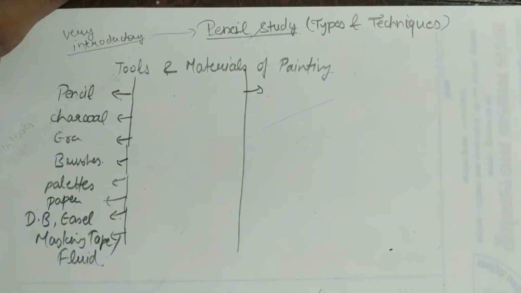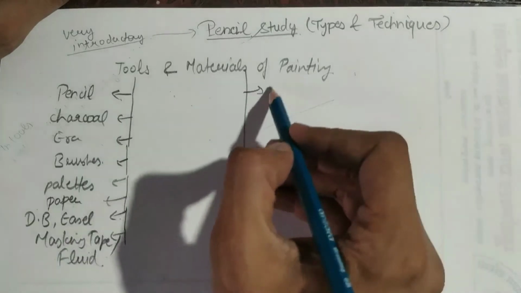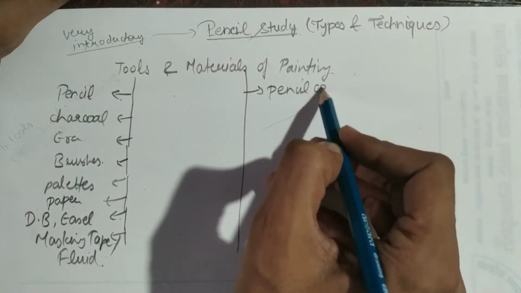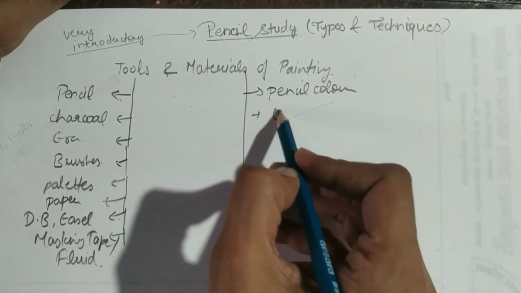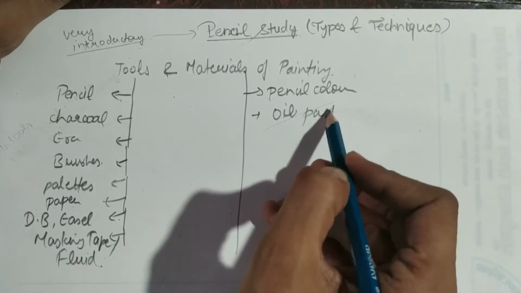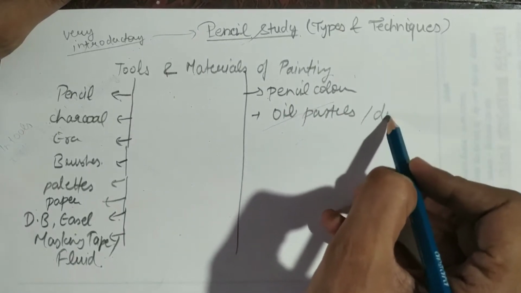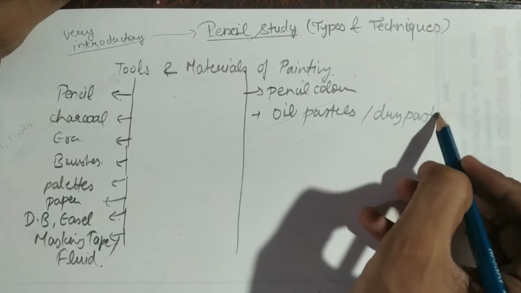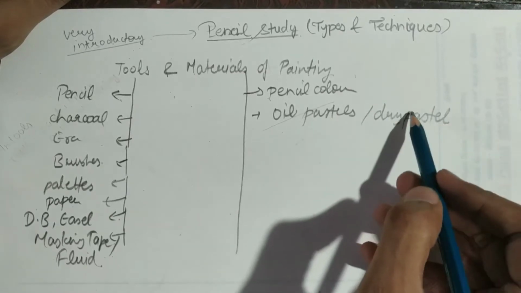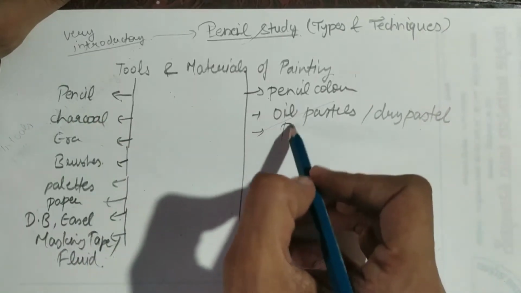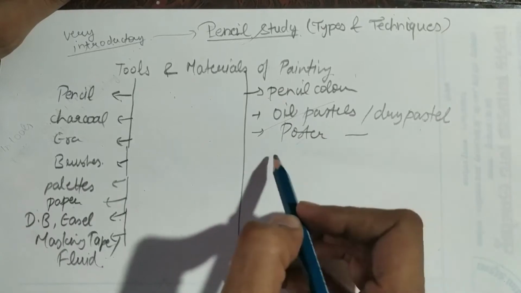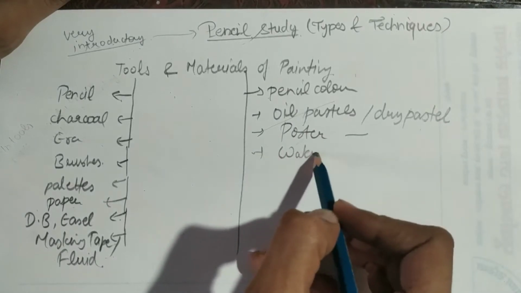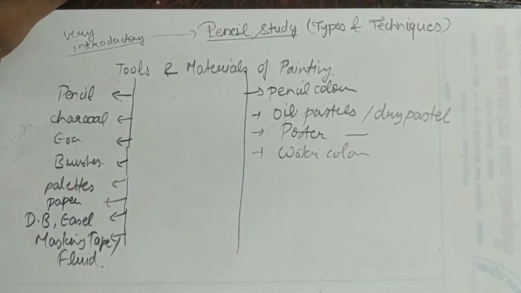We are having like pencil color, oil pastels, or we can say dry pastels. We are also having the painting material. Both are different as we have discussed in class. Poster color, and the last is watercolor. Okay, so these are the painting materials we are having.